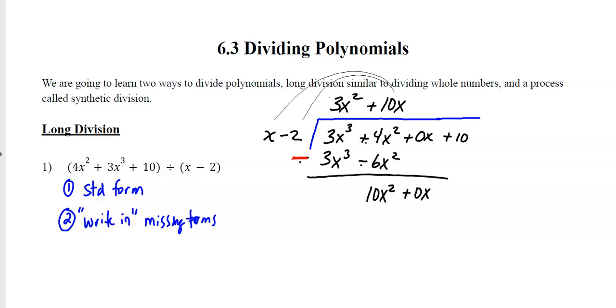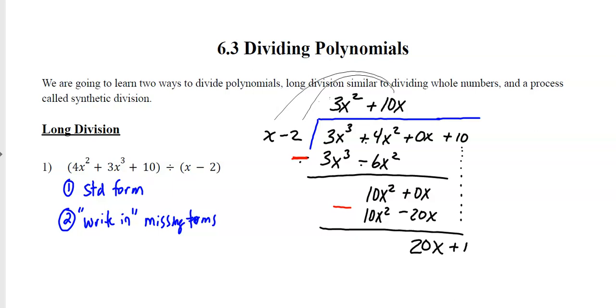Times these two pieces. And when I do that, I will have 10x squared minus 20x. And I have to remember I am taking away these two rows. So I get 10x squared minus 10x squared is 0. Then I have 0 take away a negative 20, so that's going to be positive 20x.